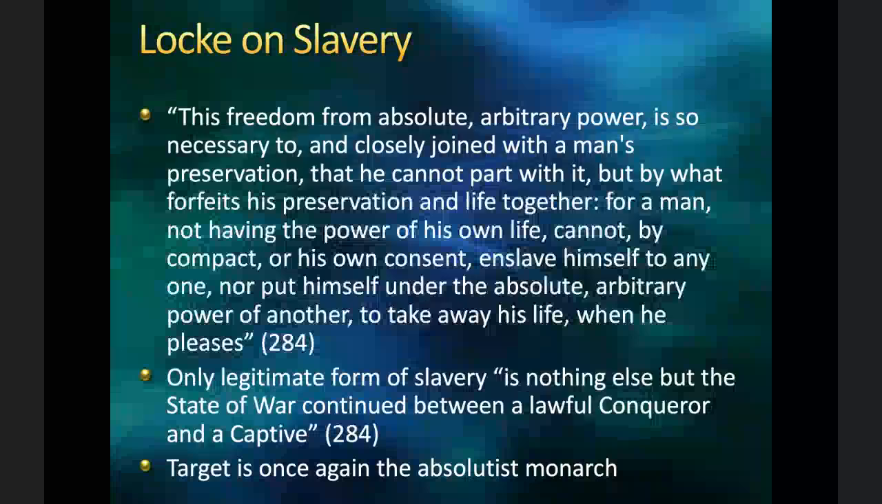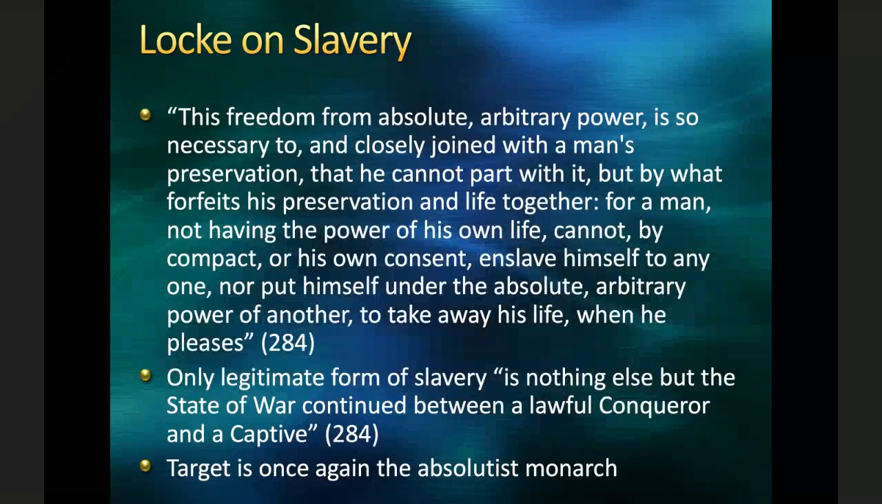The target again is the absolute monarch. He's using the rhetoric of slavery to suggest that what the monarch is doing is unjustly enslaving the people. This is a rhetorical ploy to suggest that what the king is doing, by restricting the rights of parliament, imposing taxes, restricting liberty, and threatening the lives of the subjects, is both a state of war and an unjust form of slavery. This is a rhetorical move here.